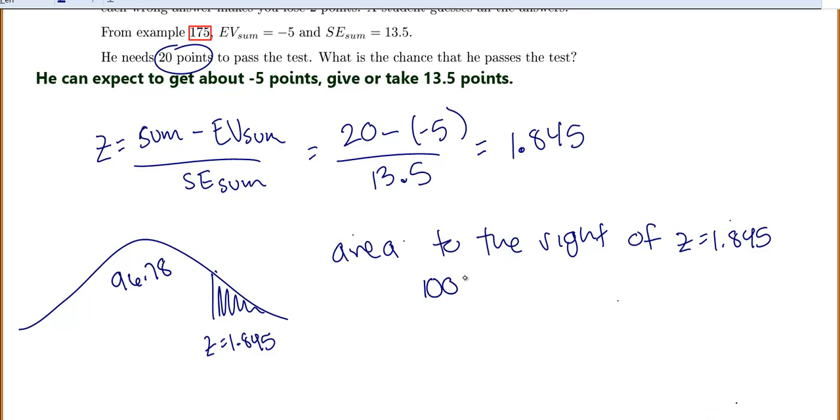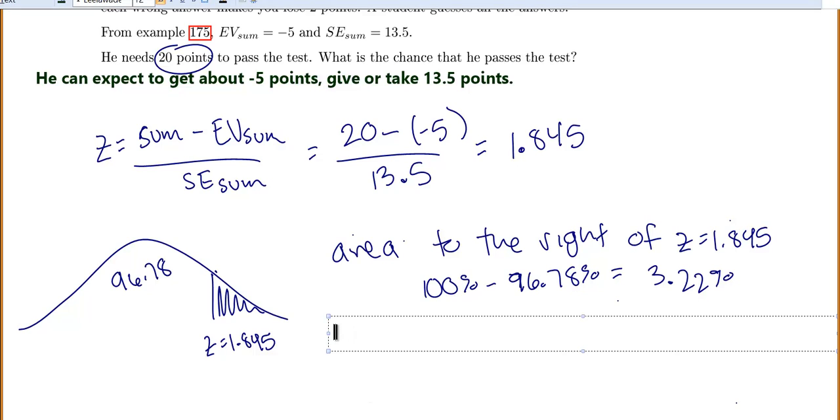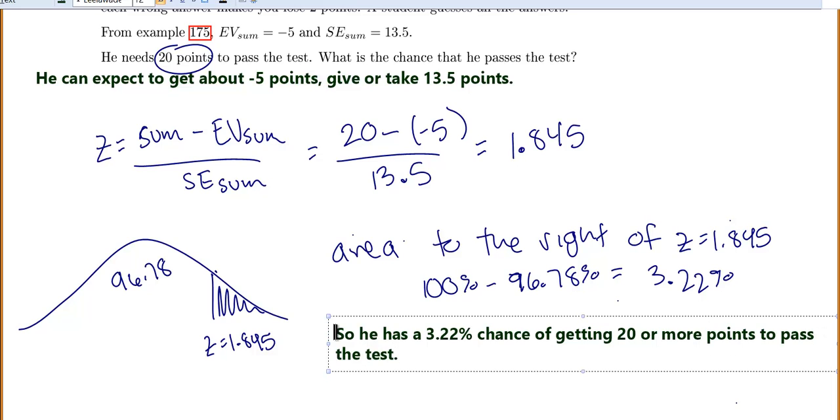So if we do 100% minus 96.78%, we get 3.22%. So he has a 3.22% chance of getting 20 or more points to pass the test. And that's how you use the normal curve.